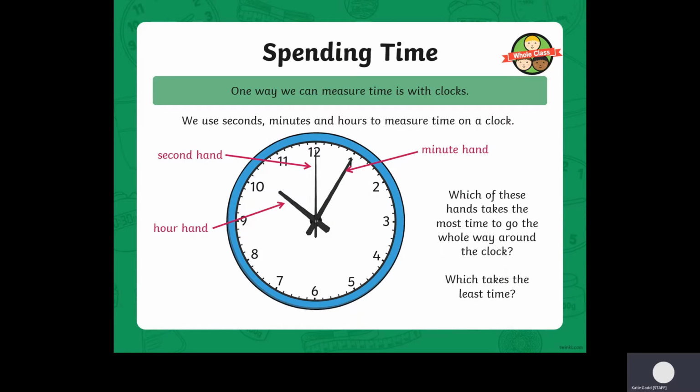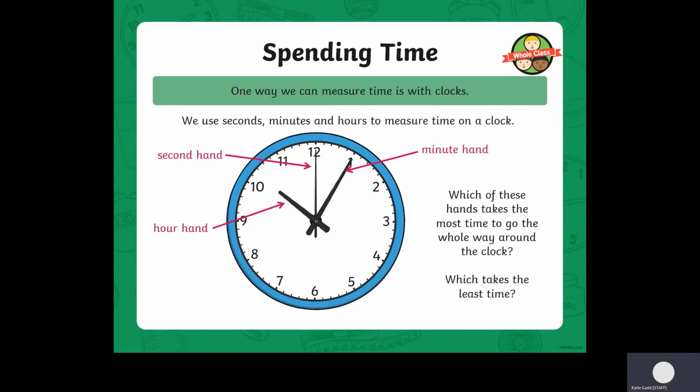One way we can measure time is with a clock. So we use seconds, minutes, and hours to measure time on a clock. And here you can see we've got the smaller hand is the hour hand. The longer hand that is dark is the minute hand. And then the thinner hand is the second hand. So which of these hands takes the most time to go around the whole way around the clock?